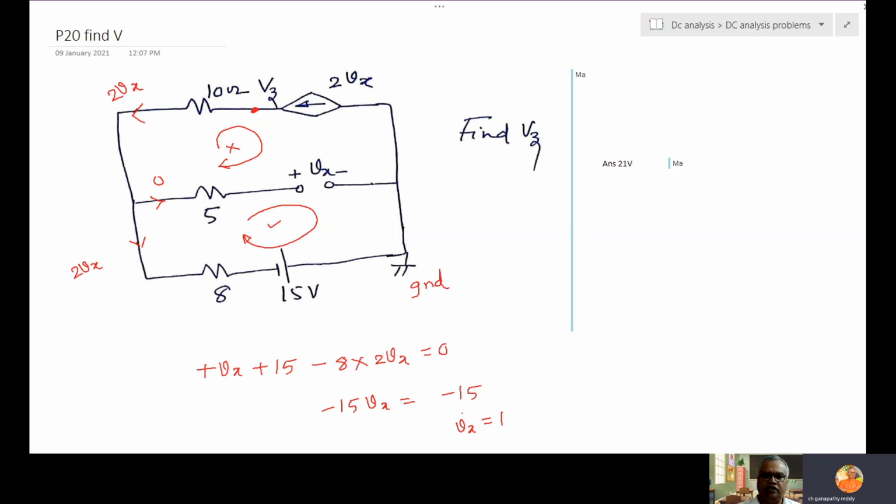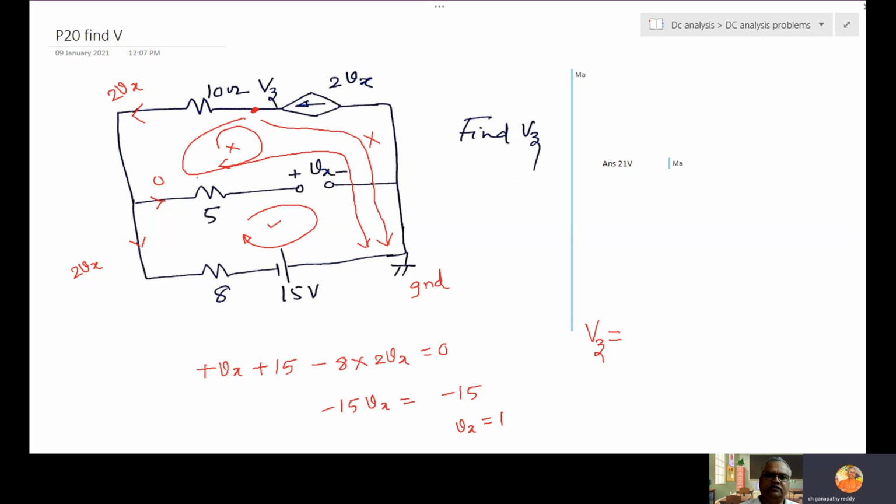So with the help of Vx, we can find Vz. What is the rule I said? Wherever we want to find the voltage, start at the same point, go to ground following KVL and sign convention. So start here, go to ground. Is this path allowed? It is not allowed. I already said don't go via current source. Can we go like this?